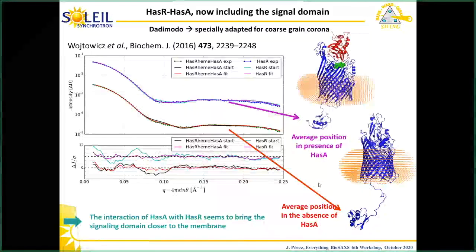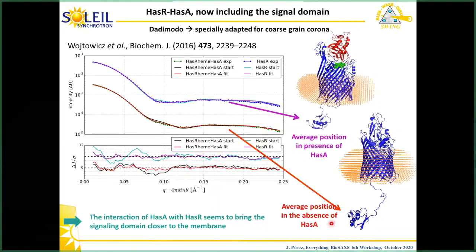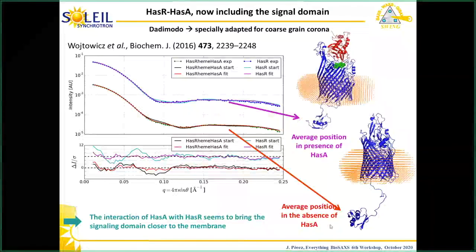And this was the main structural output from this study, and it was corroborated by electron microscopy experiments which were done later, where they could also see that, comparing these two structures, on average the position of the signaling domain was further away from the transmembrane part in the absence of Has-A than in its presence.